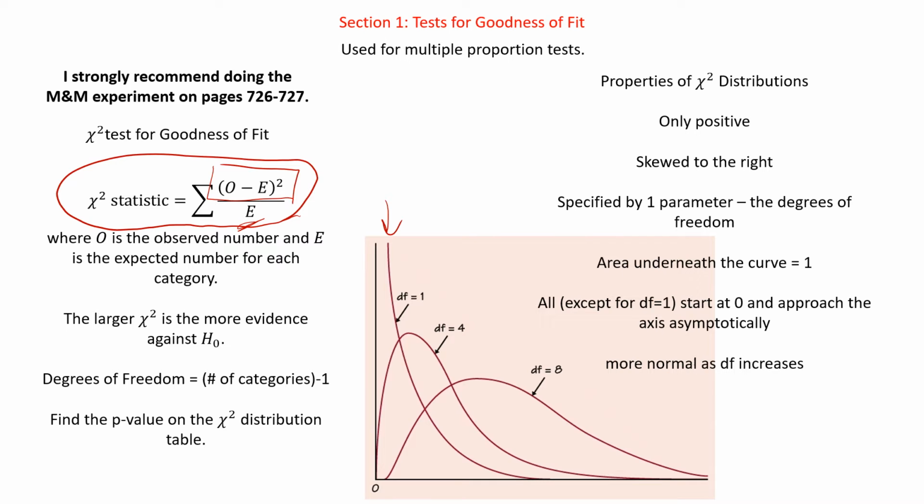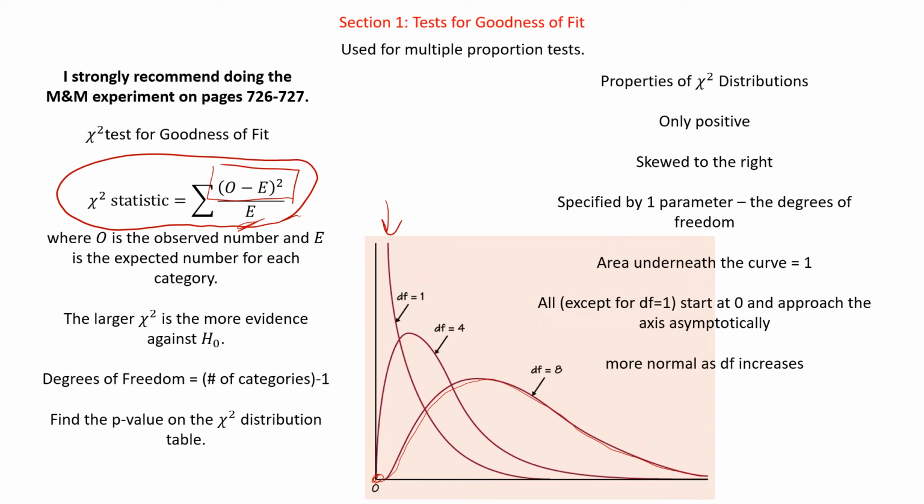Now, with 2 categories, we probably wouldn't use a chi-squared test. We'd probably use the t-test, comparing the two things. Degree of freedom equals 4. We can see that it starts down here and goes up and then back down. And notice the degree of freedom equaling 8. It's closer to that normal distribution.